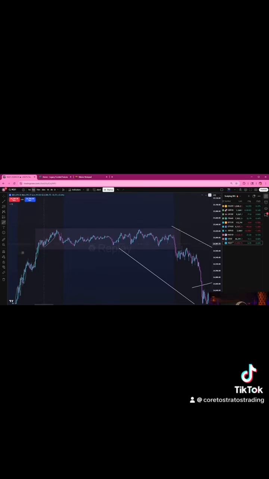Now, what that means is price is moving sideways. We're going up, down, up, down, up, down, up, down, up, down. We finally broke it here. As you can see, we break out of that zone. We consolidate a little more, and boom, we drop.